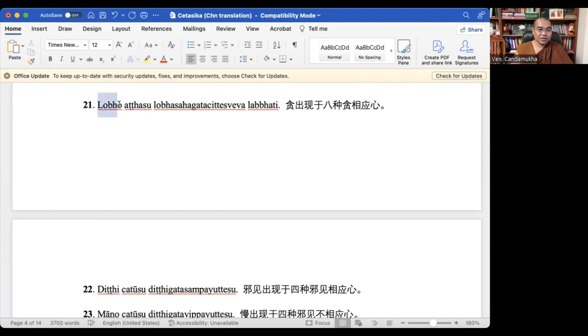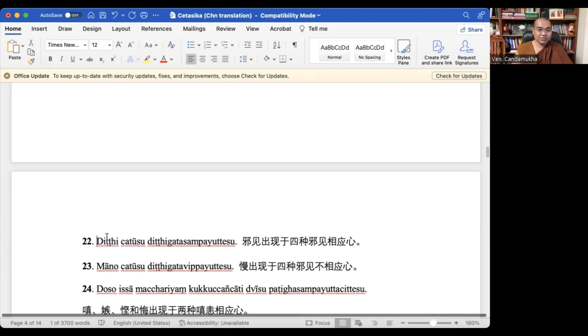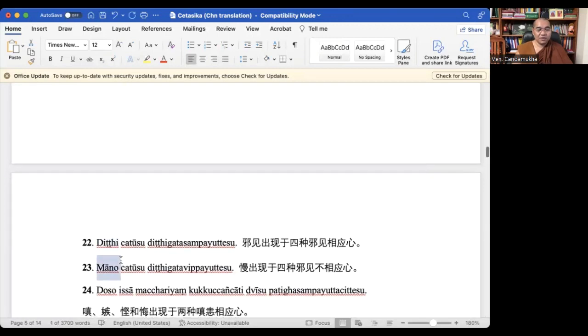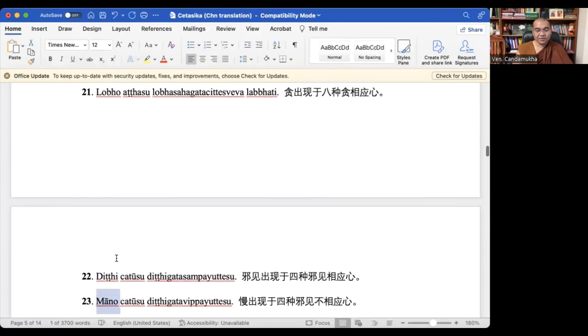Lobha, greed, attachment, and also ditthi, wrong view, and also mana, conceit. Lobha, ditthi, mana, they belong to the Lobha group. Okay. For example, Lobha is very easy: greed or attachment.